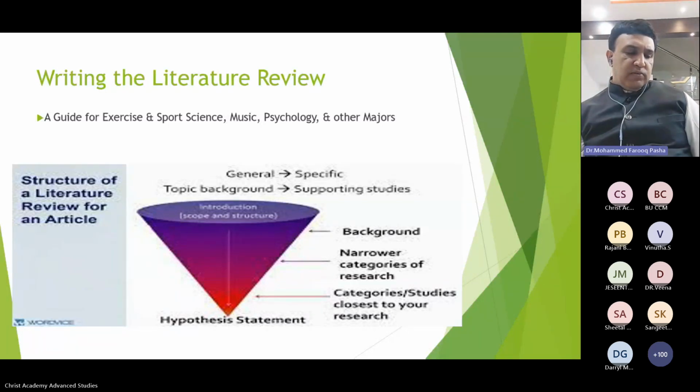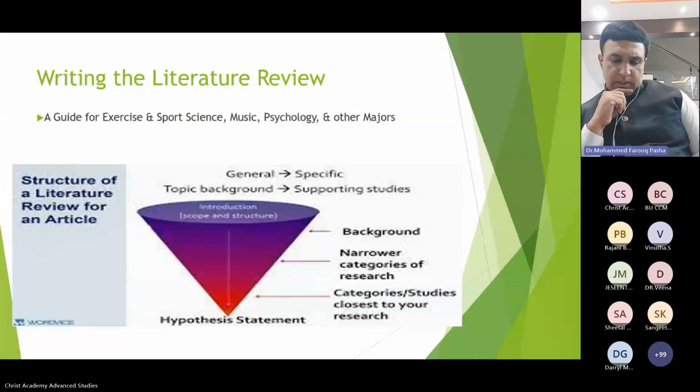Then, when it comes to writing the literature review, see, there is a guide for exercise and sports science, music, psychology, and other major structure of a literature review for an article. General, specific, topic background, supporting studies background, narrow categories of research, category studies closer to your research.